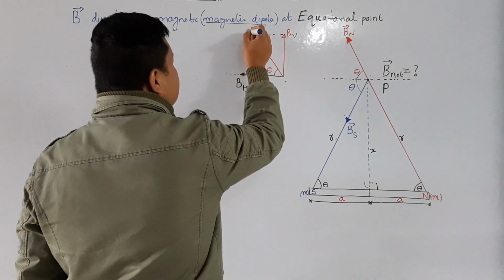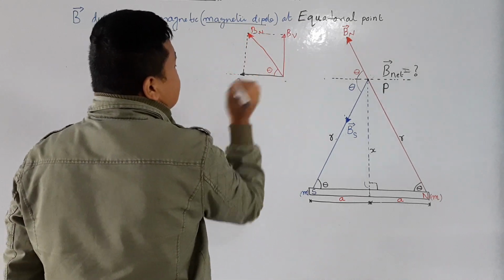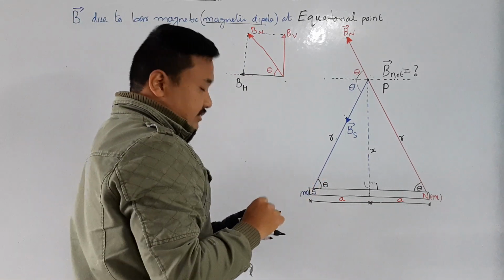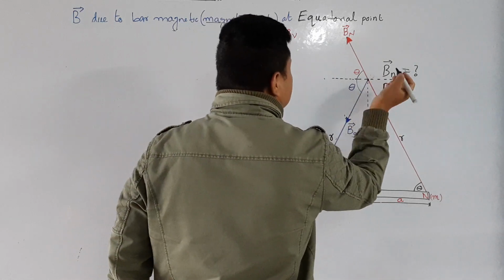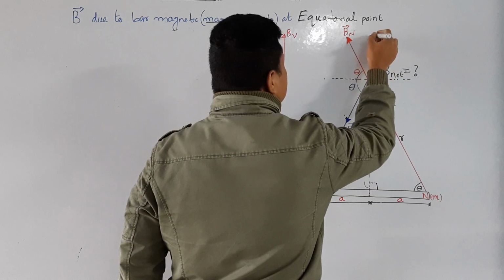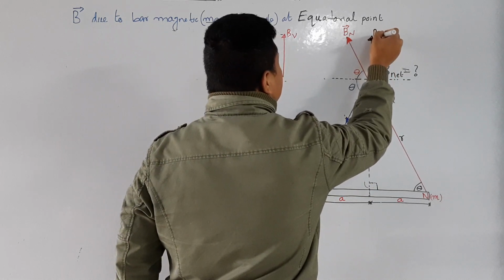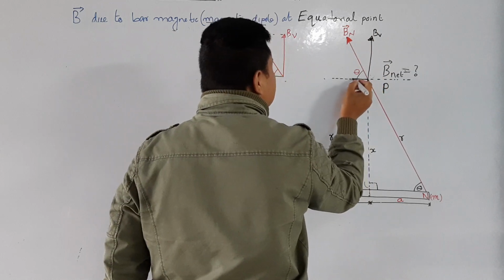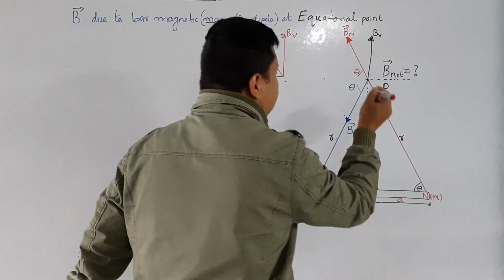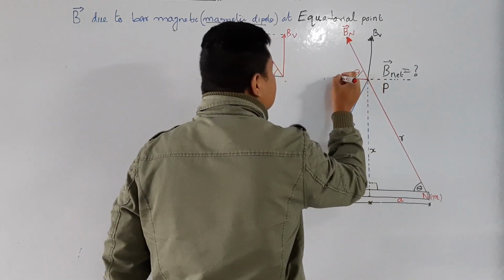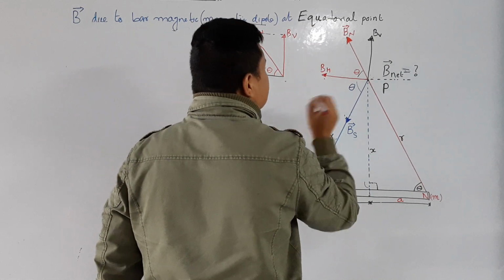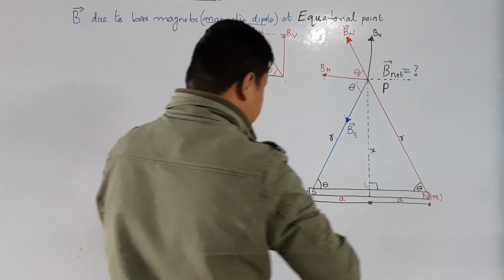I will make a right angle triangle, and this is my theta. It means that there are two components. One is my vertical component, so this is my B vertical, and there is one horizontal component. I will mark it with this one. This is my B horizontal. So this is the angle.